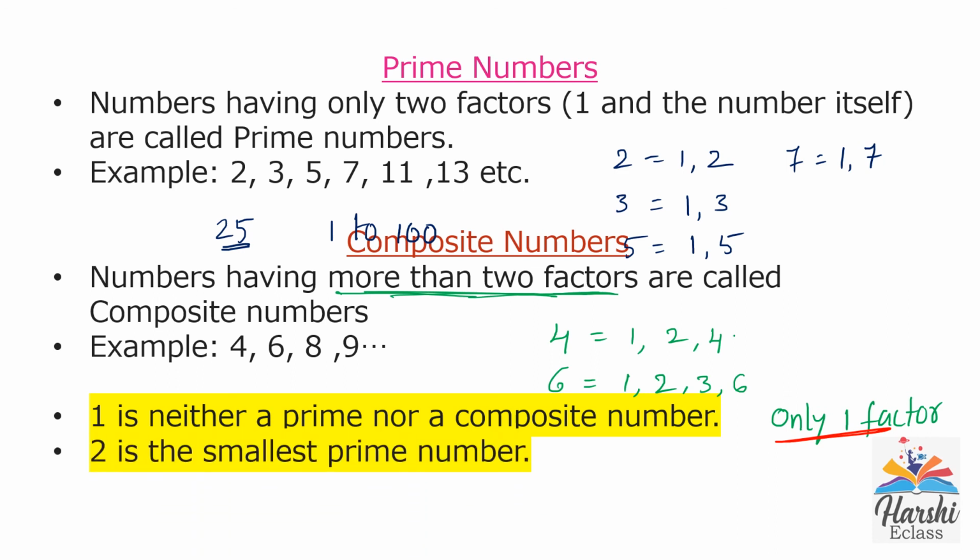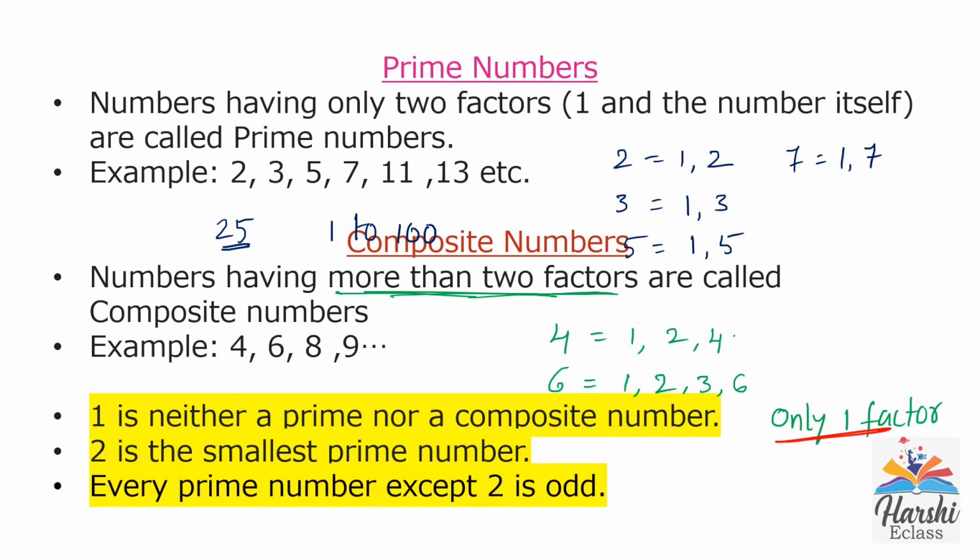The smallest prime number is number 2, which is the only even prime number. The even prime number is number 2. The smallest prime number is number 2. Remaining all prime numbers are odd numbers. The only even prime number is number 2.